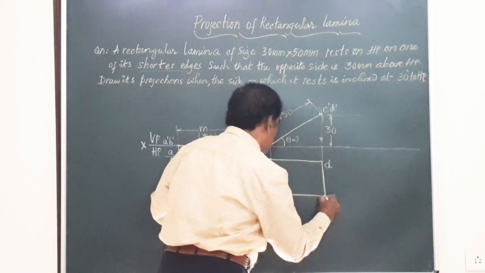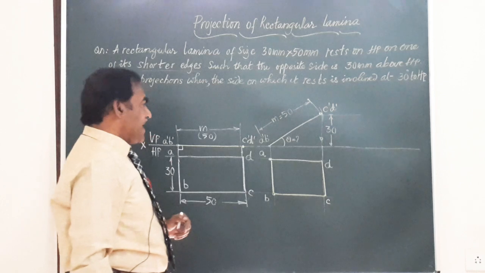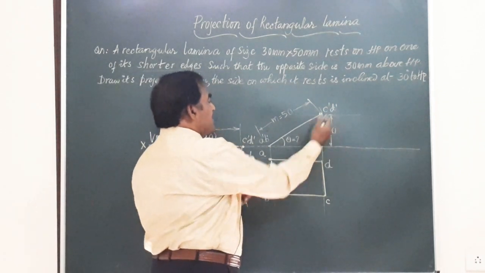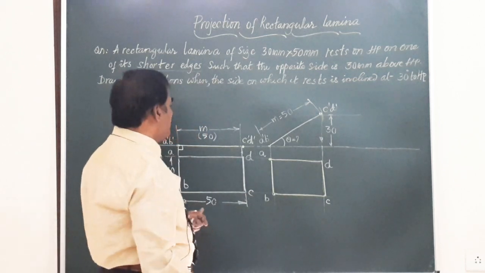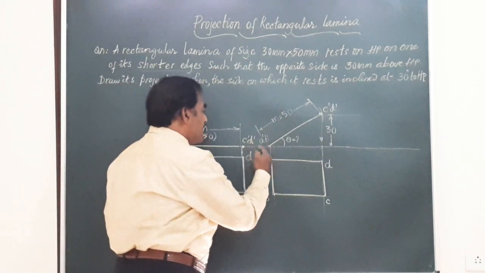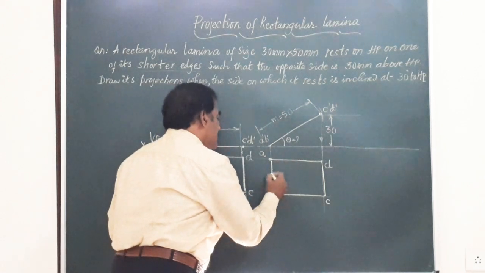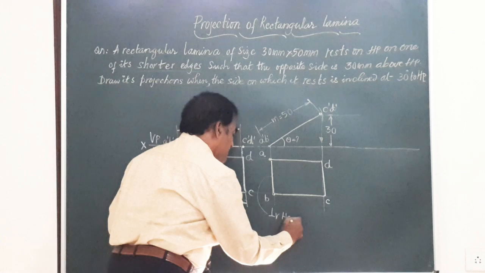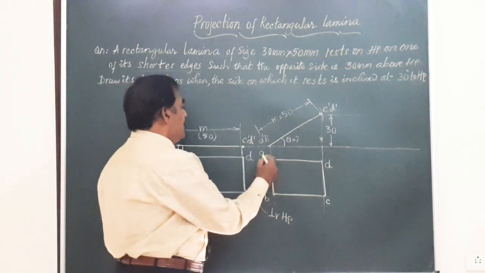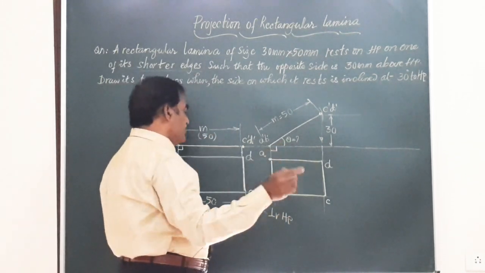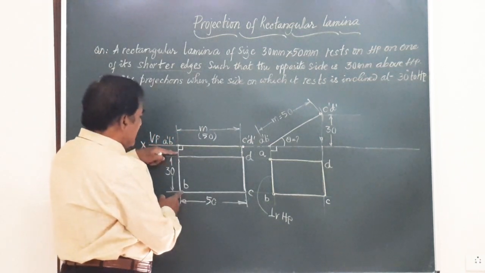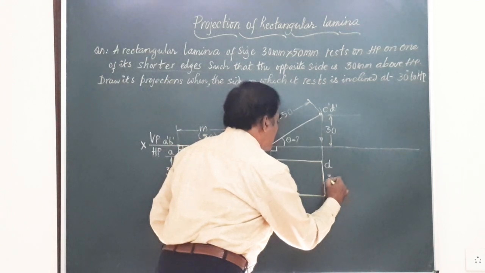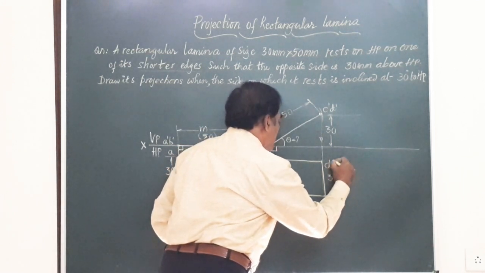So ABCD represents the top view of the rectangular lamina when one of the shorter edges is 30 mm above HP. Friends, remember, this side AB on which the lamina is resting on HP is again perpendicular to HP. Okay, this is perpendicular to HP. I can show here, and also you remember, whatever the length you have got here, 30 mm, even this will measure 30 mm. I can simply show here this height as 30 mm.